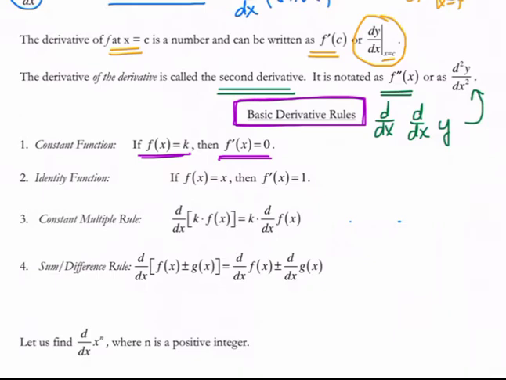There's also a rule for the identity function, and we proved this in the beginning of this unit, that if your function is x, then the derivative of that function is 1.